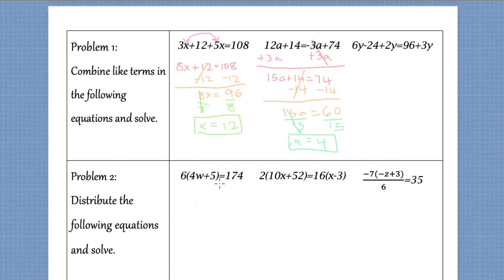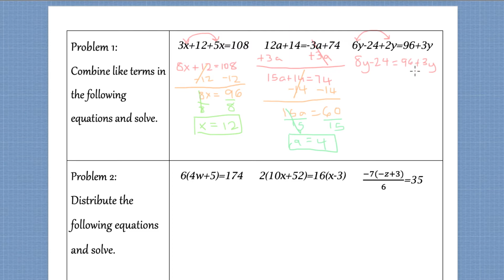And so on this next one over here, we have to combine the like terms, and on the right side, we can't combine any like terms, but on the left side we can. So we want to combine the 6y and the 2y with each other. And so we're going to add 6y plus 2y, which is equal to 8y, and we have that negative 24 right there, leaving us right there. And on the other side, we have 96 plus 3y.